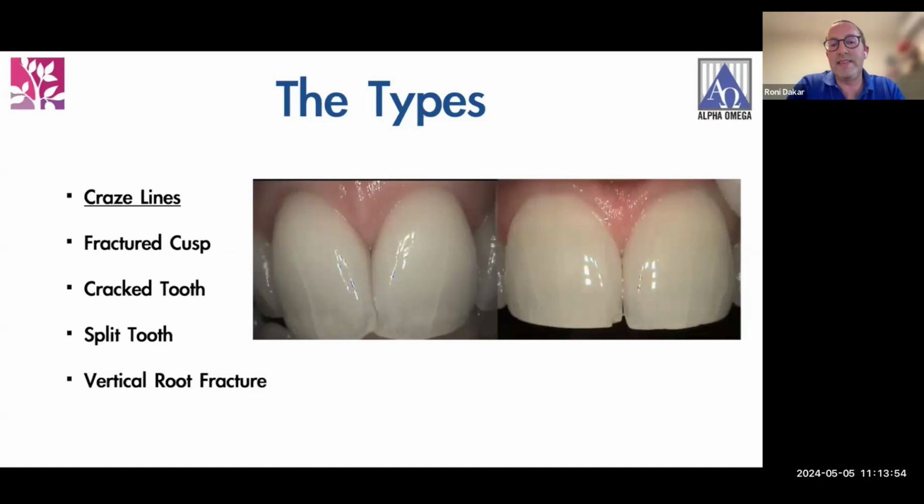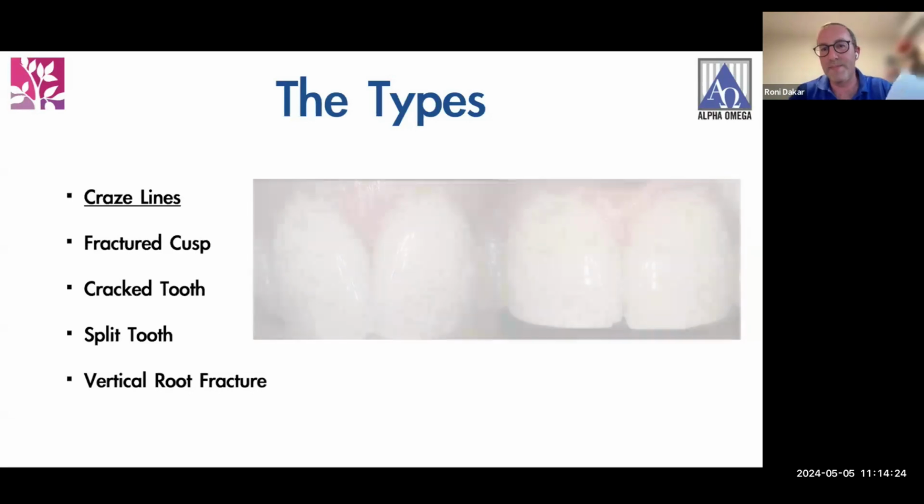require treatment unless it's purely aesthetic. We see a lot of these craze lines, mainly in anterior teeth, but we must remember that they appear to the same extent also in premolars and molars, and sometimes also on marginal ridges, which may mislead us into thinking that there is a crack extending into the dentin of the tooth when in fact there is no crack, it's a craze line.